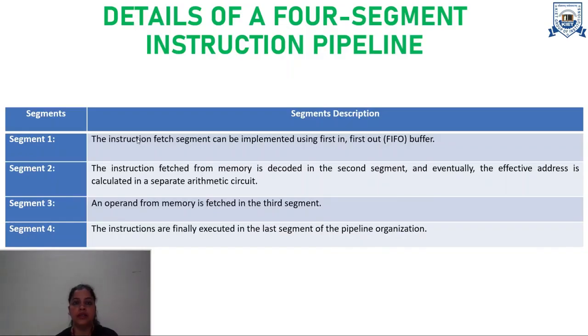Now let's see the details of this 4-segment instruction pipeline. In segment 1, the instruction fetch segment can be implemented using the first in first out buffer, whereas in segment 2, the instruction which is fetched from the memory is decoded, and eventually the effective address is calculated in a separate arithmetic circuit. In segment 3, an operand from memory is fetched, and in segment 4 the instructions are finally executed in the last segment of the pipeline organization.